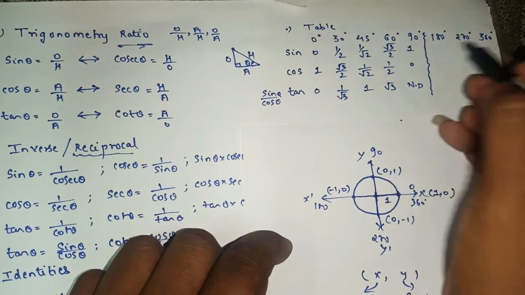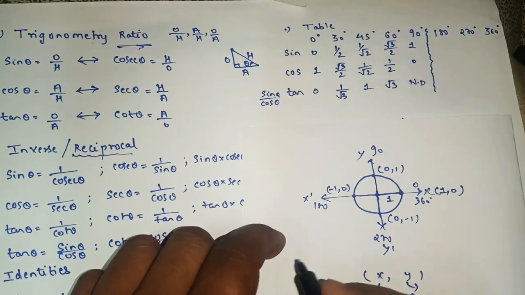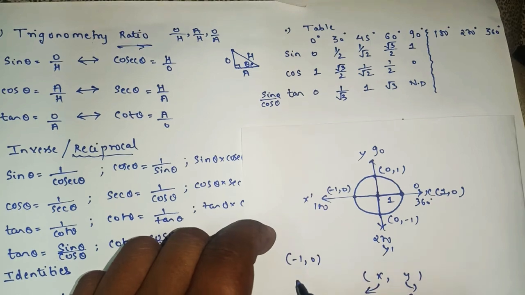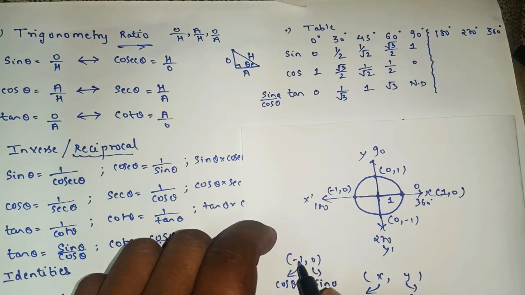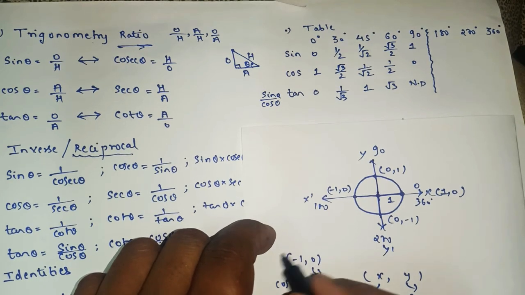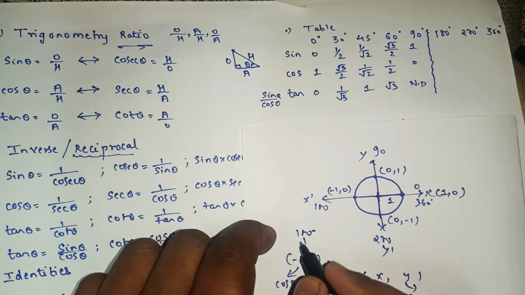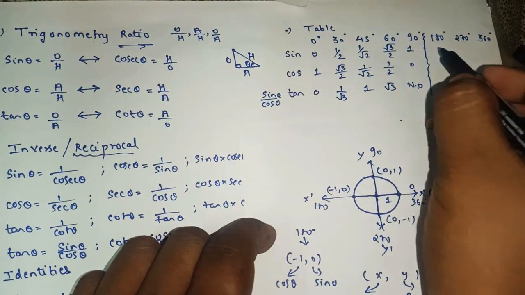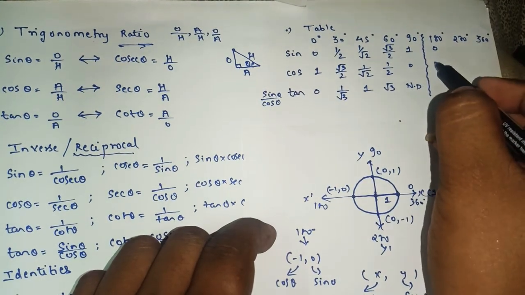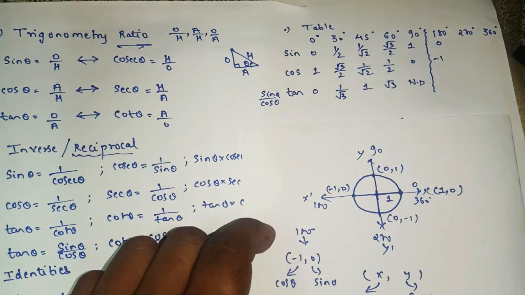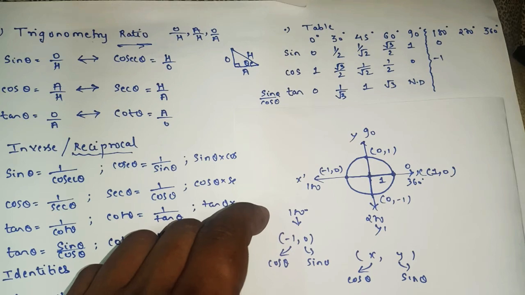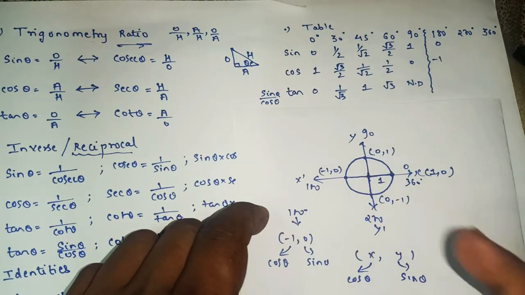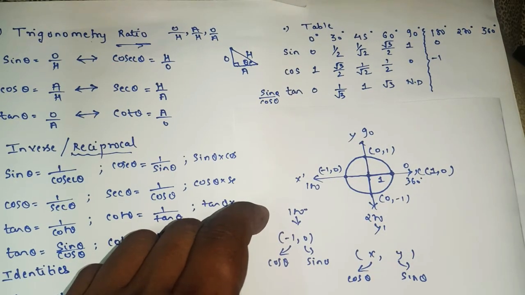For 180, it is minus 1 comma 0. So the first value indicates cos theta, and the second value indicates sine theta. So you can say cos 180 is minus 1 and sine 180 is 0. I hope you all understood this trick in which you can find your answer for 90, 180, 270 and 360.